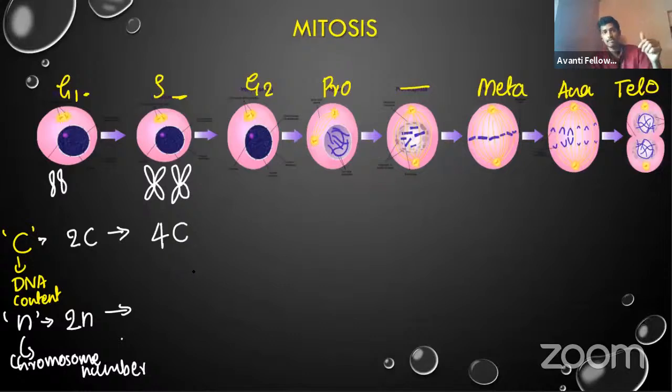Understood? I'm repeating one more time. In the G1 phase, it's a diploid cell having single-chromatid homologous chromosomes. But during the S phase, the synthesis phase, what is happening? DNA content is doubling, so it is giving rise to extra chromatids. That's why the DNA content is doubled from 2C to 4C.